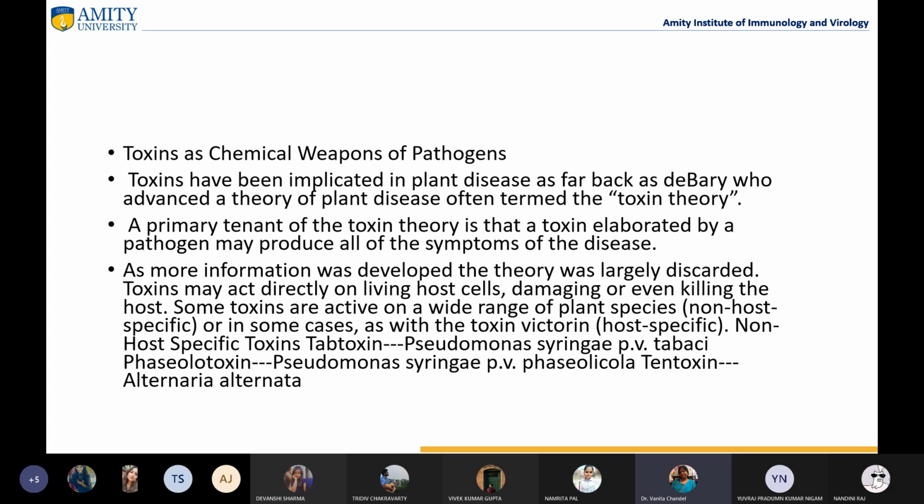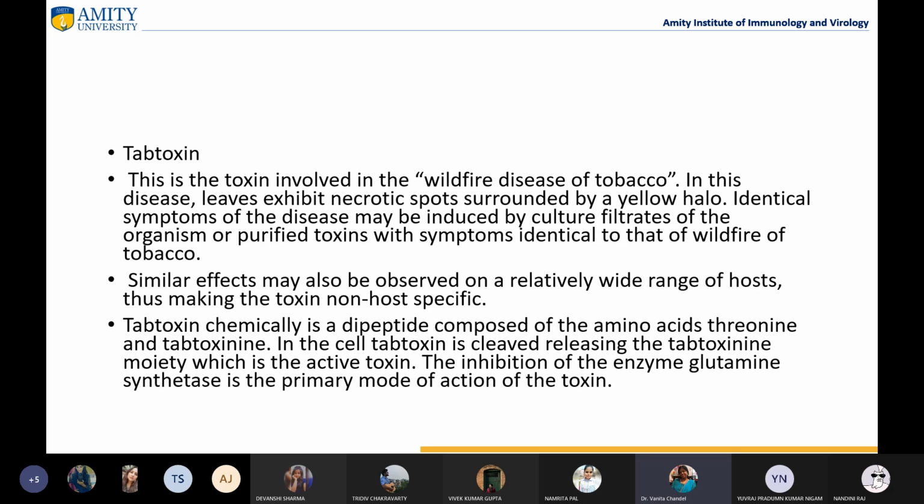And in some cases, such as the toxin victorin, it is host specific. So they can categorize the toxins into non-host specific, and some toxins are host specific also, right? So these are a few toxins which are produced by different pathogens. First is tabtoxin.